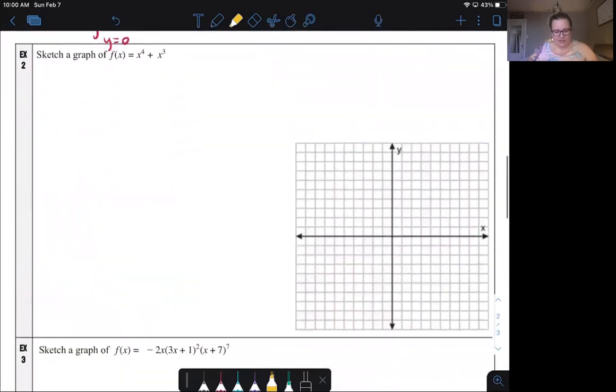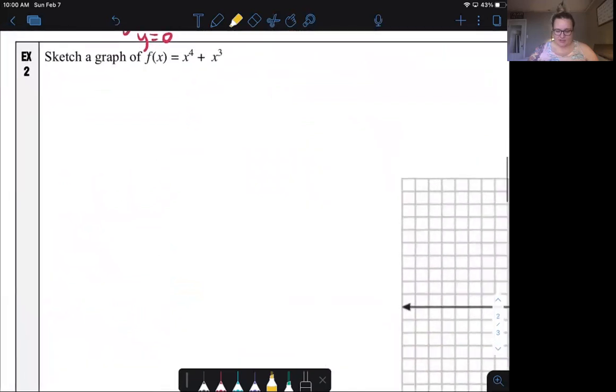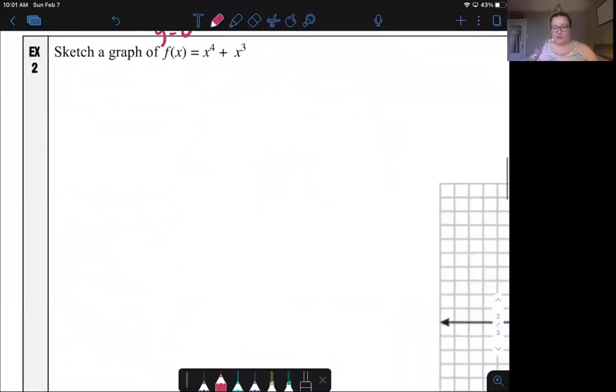All right, why don't you go ahead and get started on example 2 on your own. You're going to walk through each of the steps. I'm going to ask you questions through the Edpuzzle as you go, just to check and make sure that you're on the right track. So let's give it a shot. Step 1, identify the end behavior.